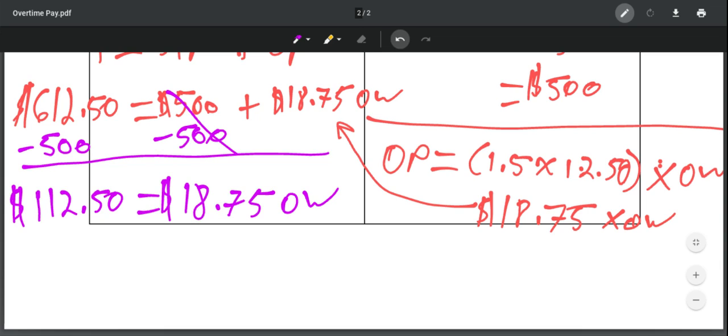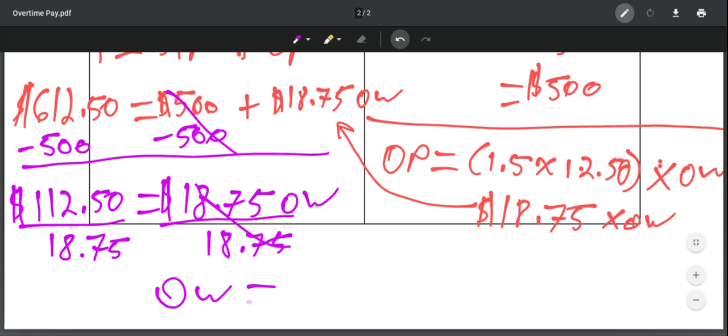And then to get rid of this $18.75, we're just going to divide by it. So then we're going to take 112.5 divided by 18.75, and that'll give us our final answer. So OW equals 6, and that's what we wanted to look for.